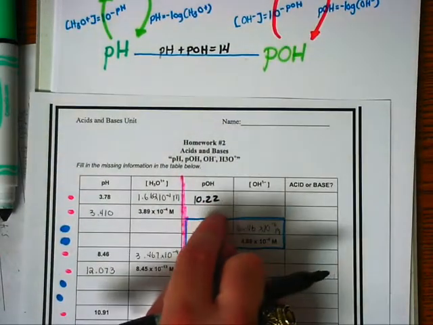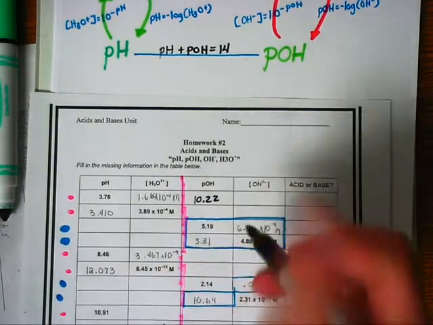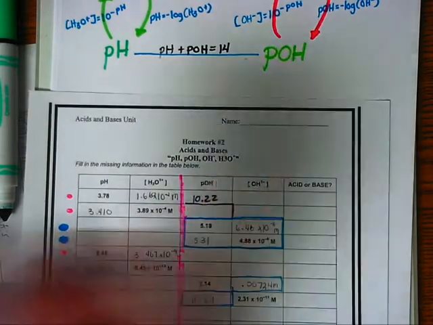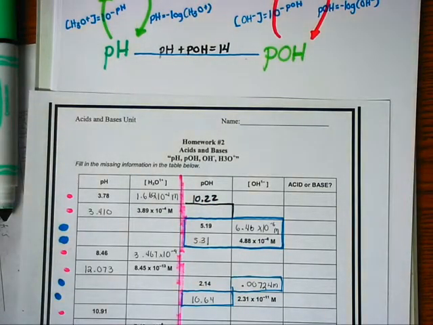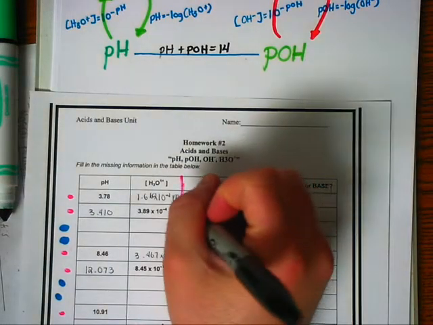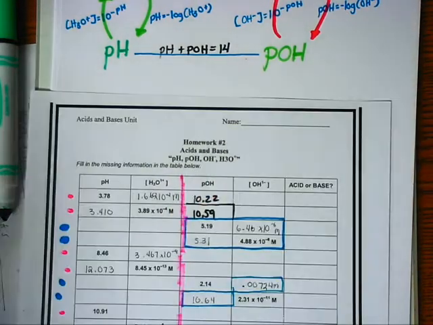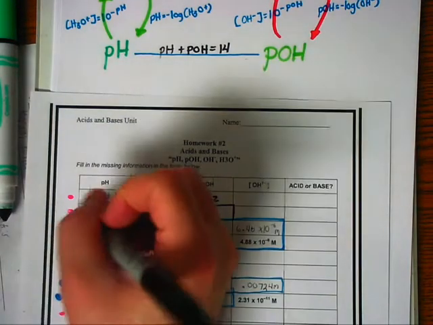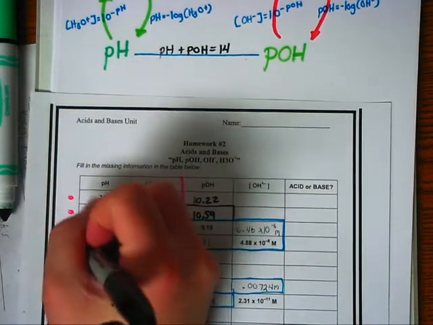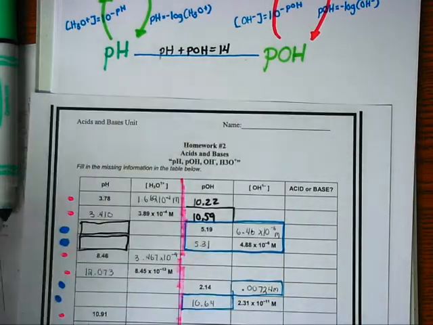How about this next one? Solve for this blank that I'm pointing to right here. What's going to be the pOH there? 10.59. How about the blank right here? Or the blank right here? Solve those two on your own.